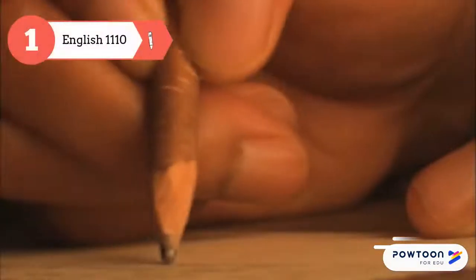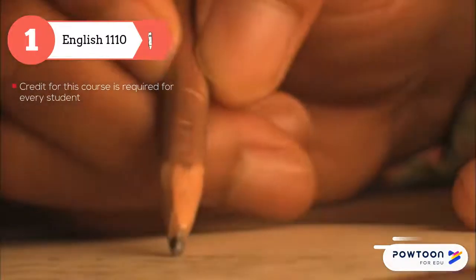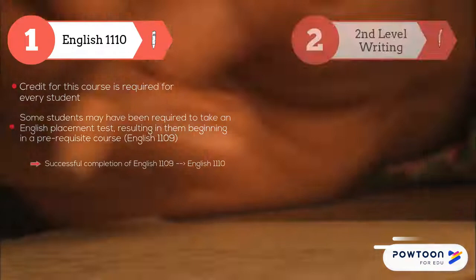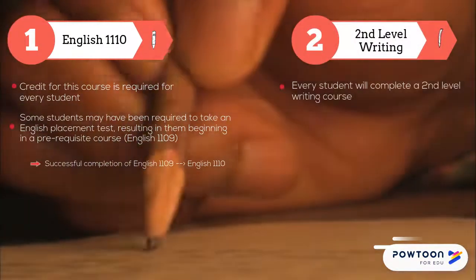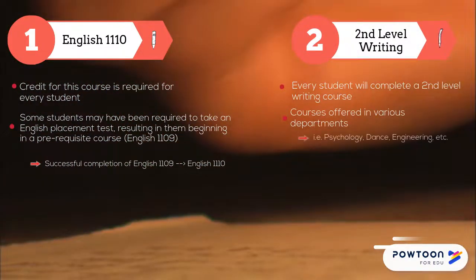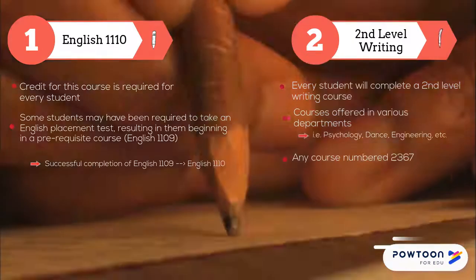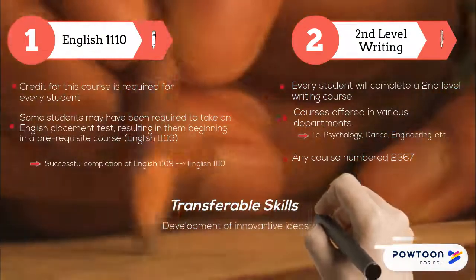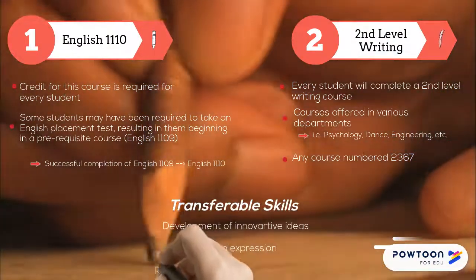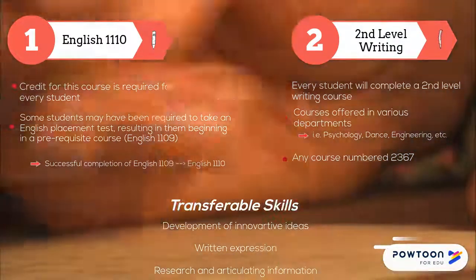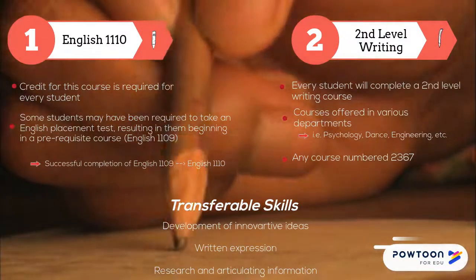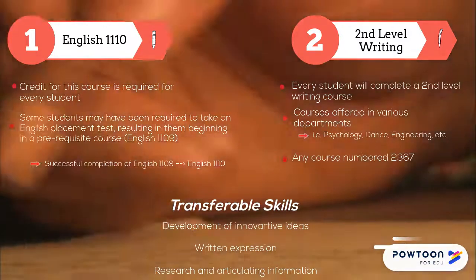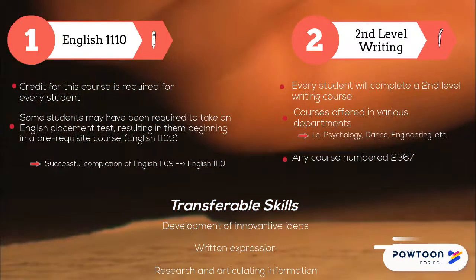The first is to complete English 1110. English 1110 is the basic introductory composition course. The last class in this category is also called the second level writing. This is a course that can be taken in a variety of departments, but will have the course number of 2367. This is an upper level writing course which can be taken in a variety of disciplines, allowing students the opportunity to write about specific topics in a field in which they are interested, such as psychology, dance, engineering, issues in healthcare, or current social and moral issues in the U.S.